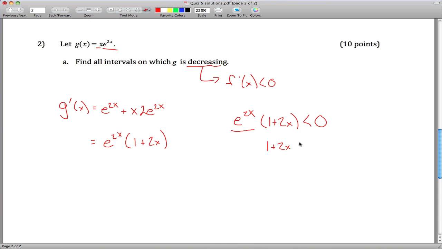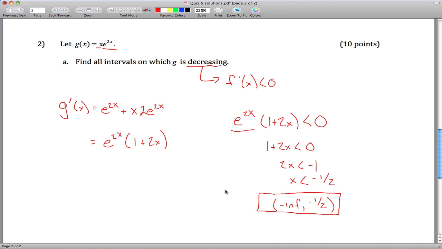So when 1 plus 2x is less than 0, we can solve by subtracting 1 from both sides, and we get x is less than negative 1/2. I guess that's fine how it is, or if you put it into WeBWorK terms, it would look more like this. Really, either one's fine. Maybe I'll put the box around this. Make sense?